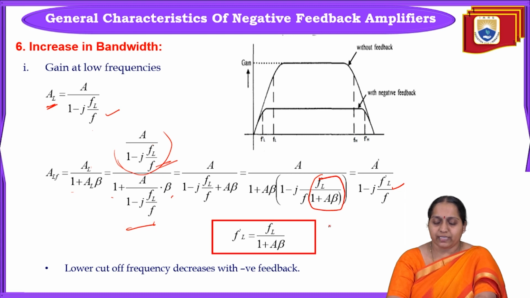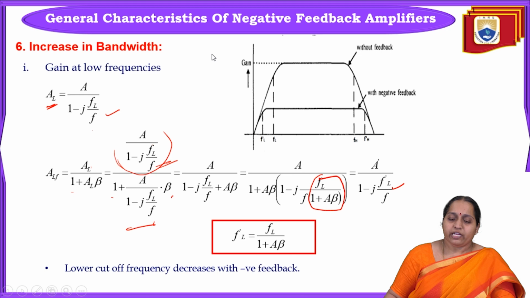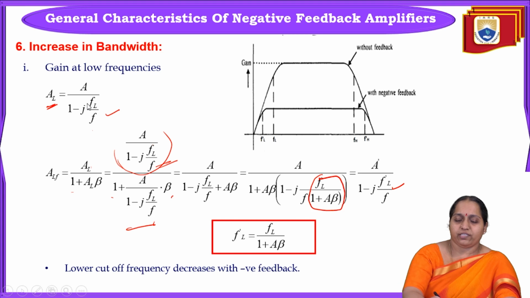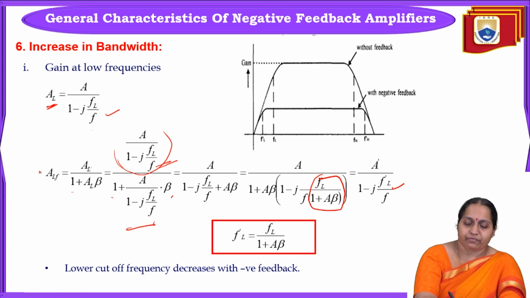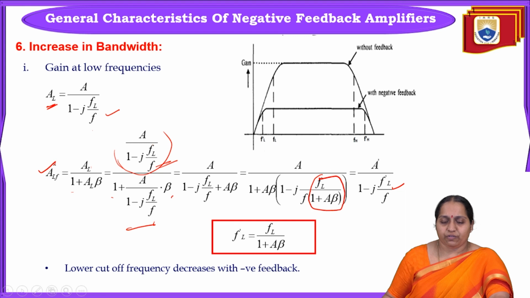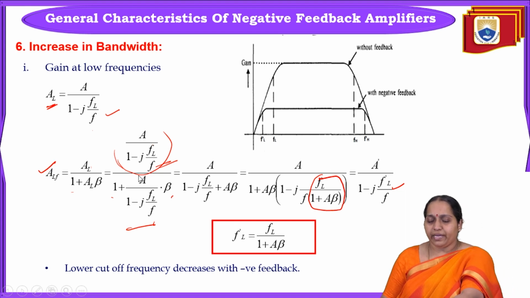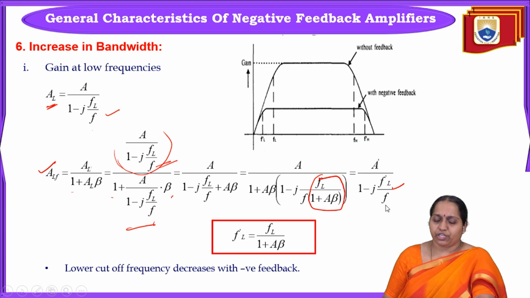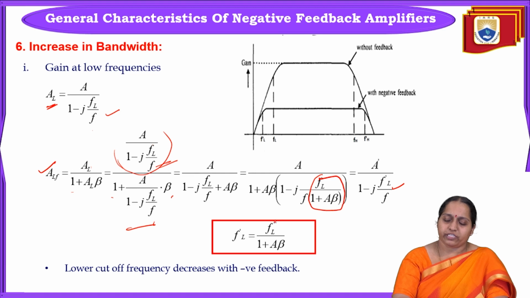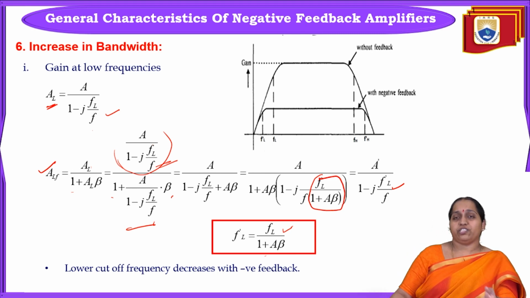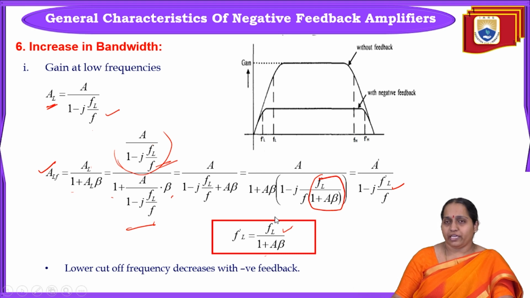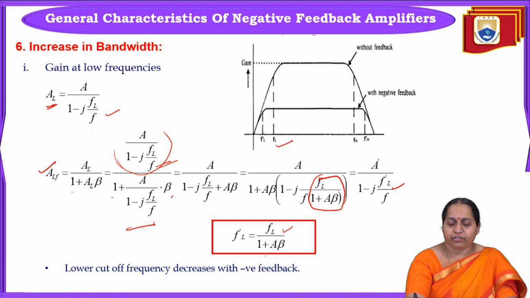So simply you can see that the lower cutoff frequency FL, without feedback we have seen, if you have assumed as FL. So trying to write the same equation here, ALF, that is at lower frequencies if you are writing the gain, it is given by A by 1 minus j FL dash by f. So FL dash is equal to this. So the lower cutoff frequency with feedback is given by lower cutoff frequency without feedback divided by 1 plus A beta. So again it is understood that lower cutoff frequency is reduced by a factor equal to 1 plus A beta. So initially this is FL without feedback.